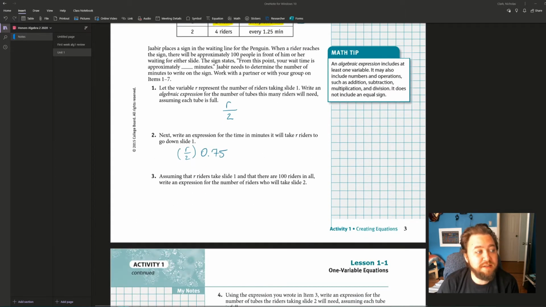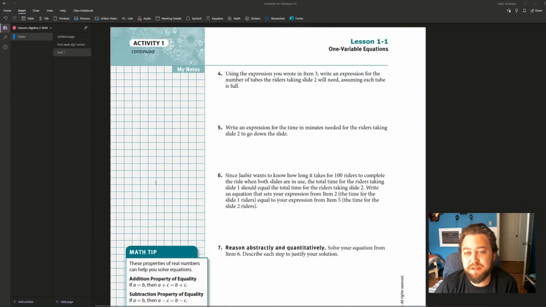All right, our next task. Assuming that r riders take slide 1 and there are 100 riders in all, write an expression for the number of riders who will take slide 2. Okay, so we have 100 riders in all. And the people that will take slide 2 are the ones that did not take slide 1? That seems kind of a silly question, but logically it's the number of people minus the people that already took slide 1. Not too bad.